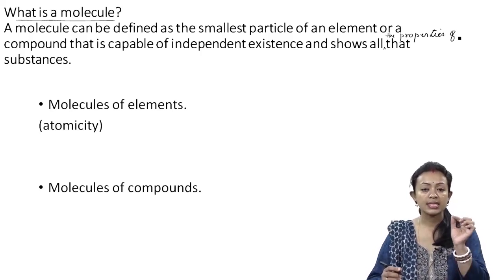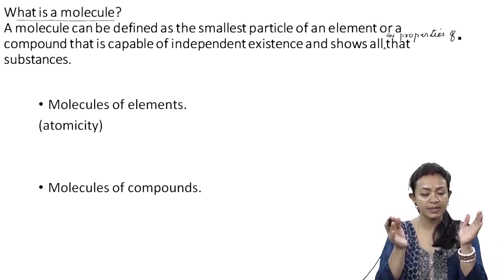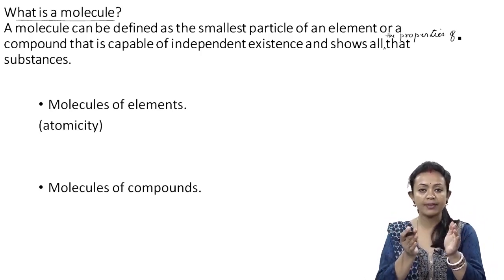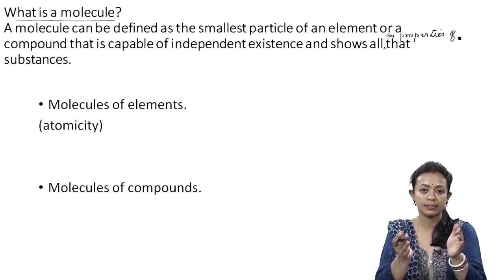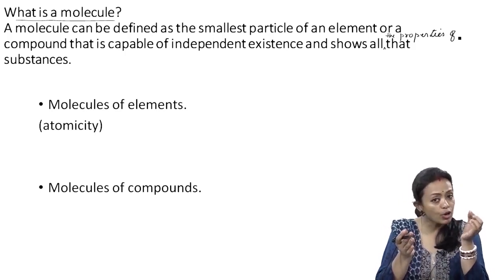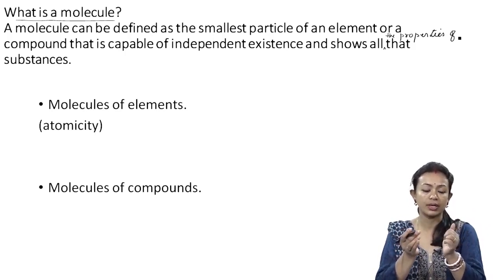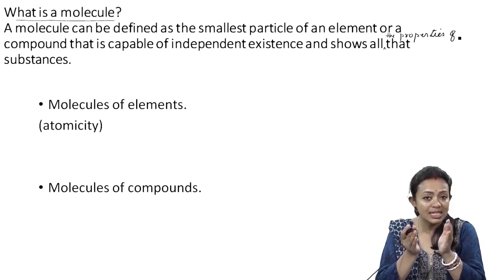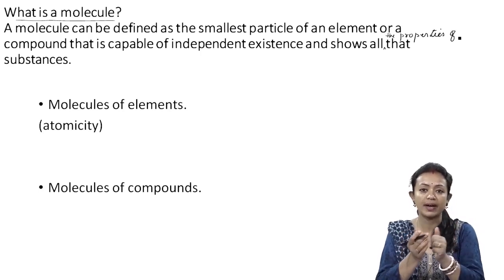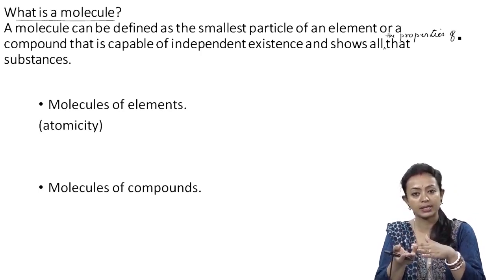A molecule is such a particle in which two or more atoms come together and they have individual existence. Individual existence of an atom may not be possible, but molecules always exist individually because they are not single atoms, they are a combination of atoms. It can be two or more of the same kind or different kind.